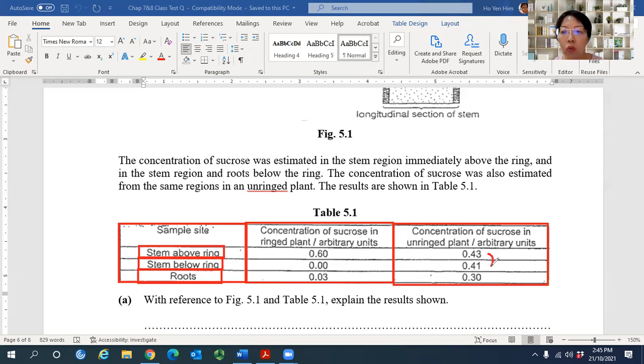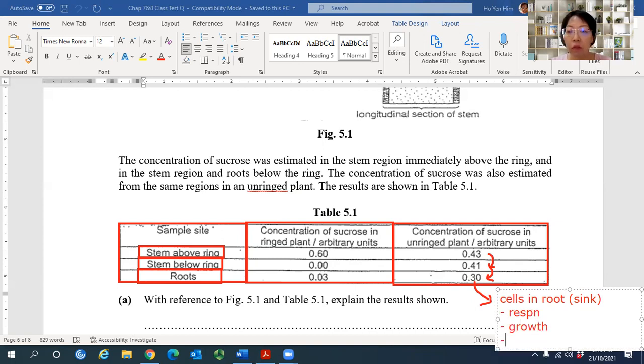Okay, so you can see that for a normal plant, we expect the sucrose to be flowing from above the ring to below the ring, and from here it flows to the root, and from the root, this will be taken up by the cells in the root. Cells in the root are considered as the sink, and the sucrose will be taken up for 3 processes: respiration, growth, and storage. So please remember, these are the uses of the sucrose in the sink.